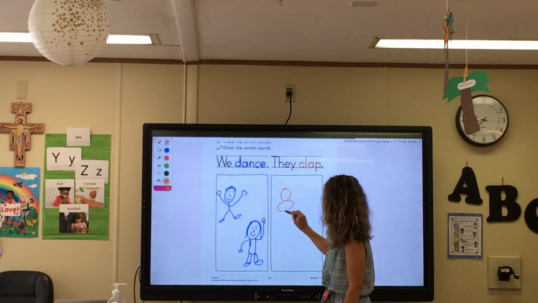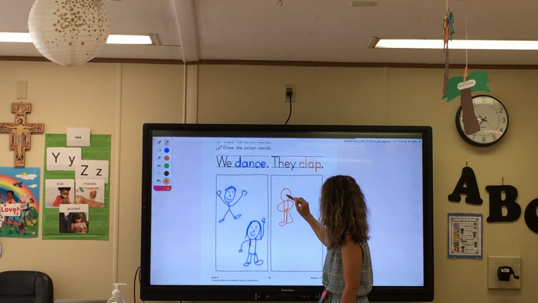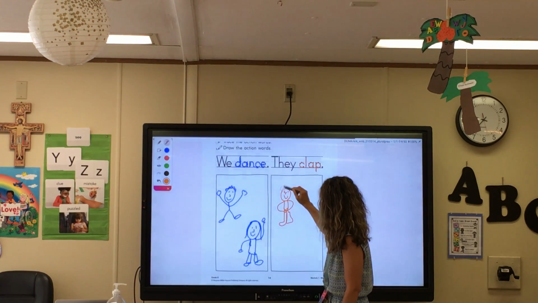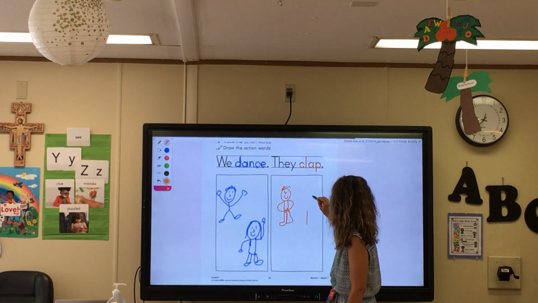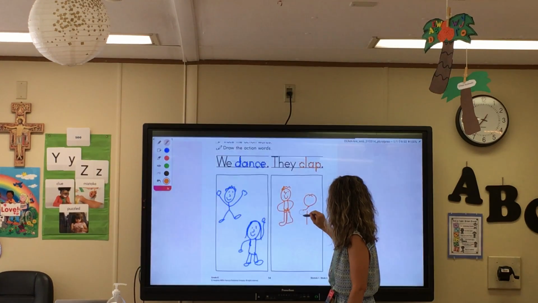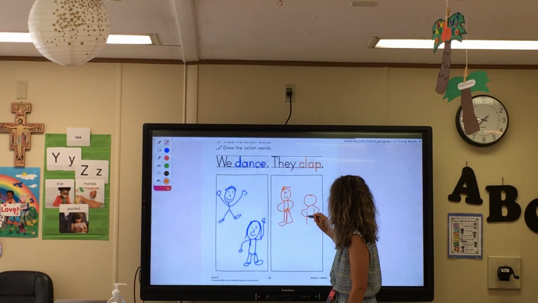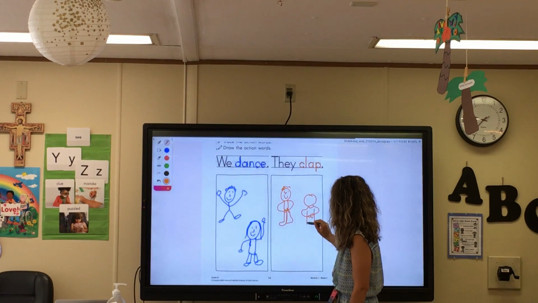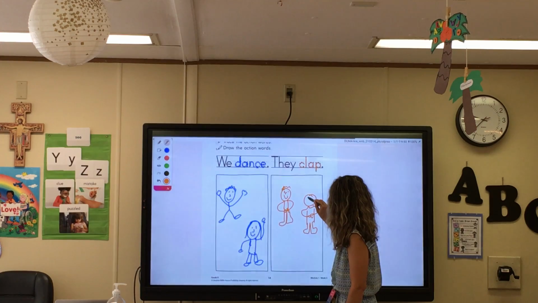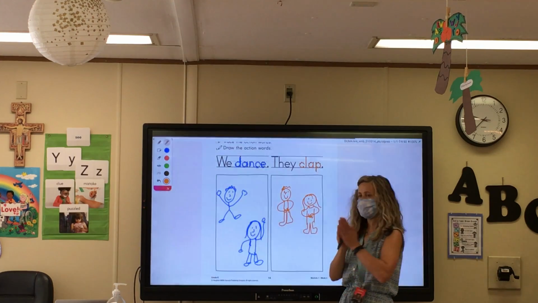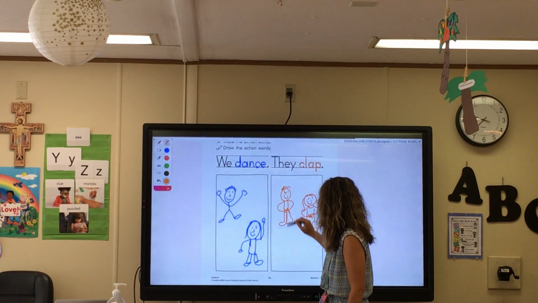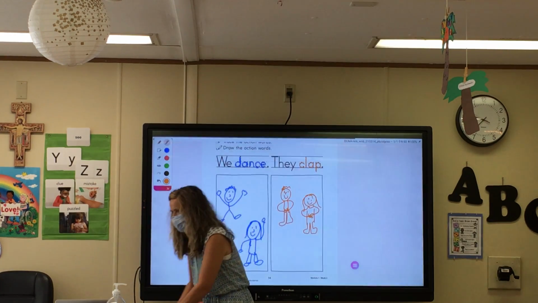Okay, so you have to show that their hands are coming together. Right? I'm showing the two hands coming together and clapping. So you draw your hands and show them coming together, right? Clapping. They clap.